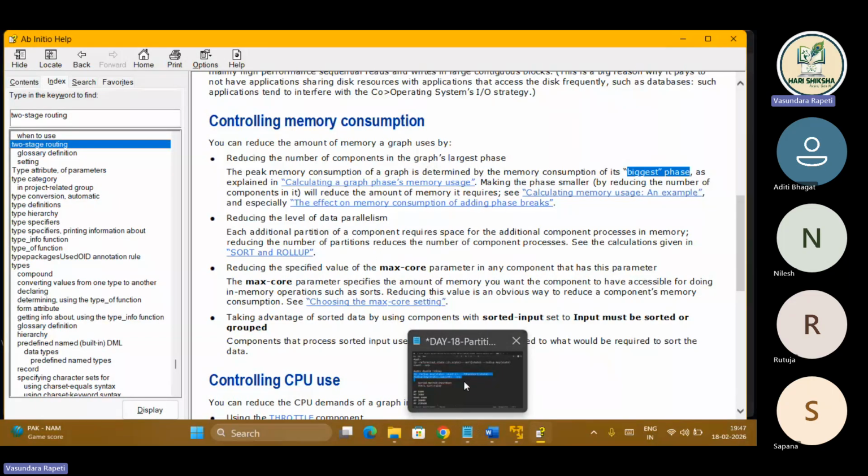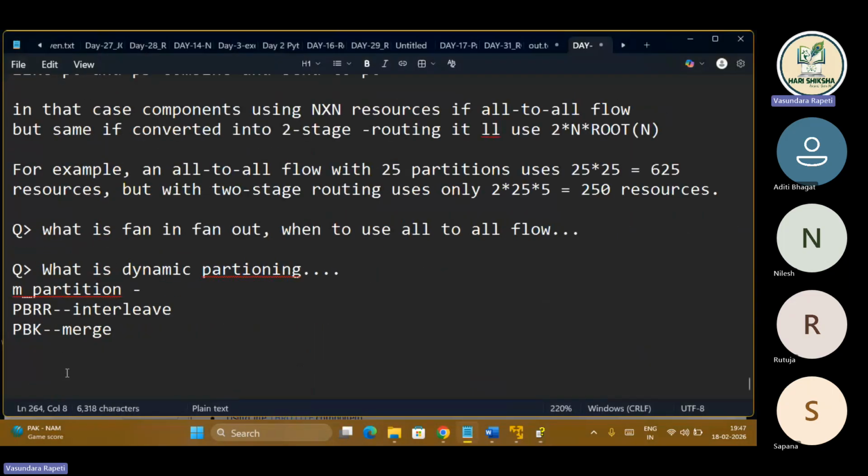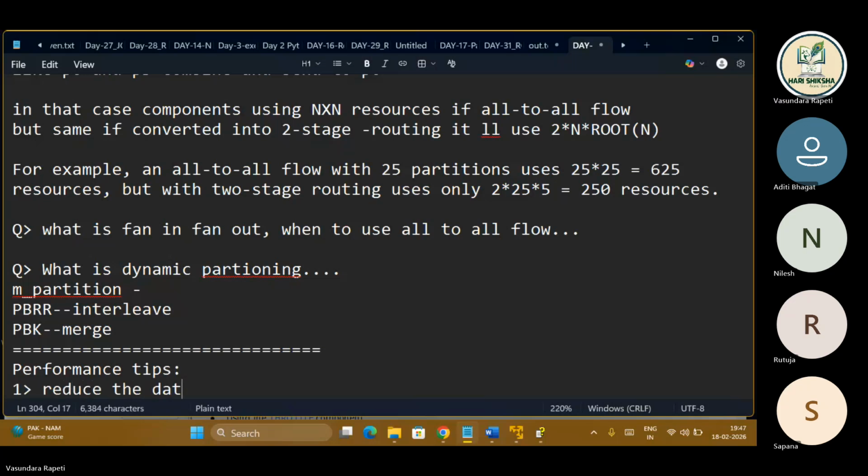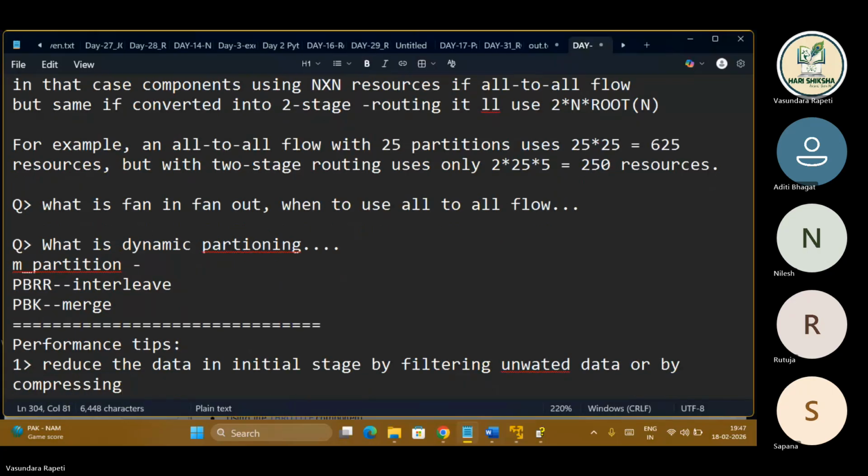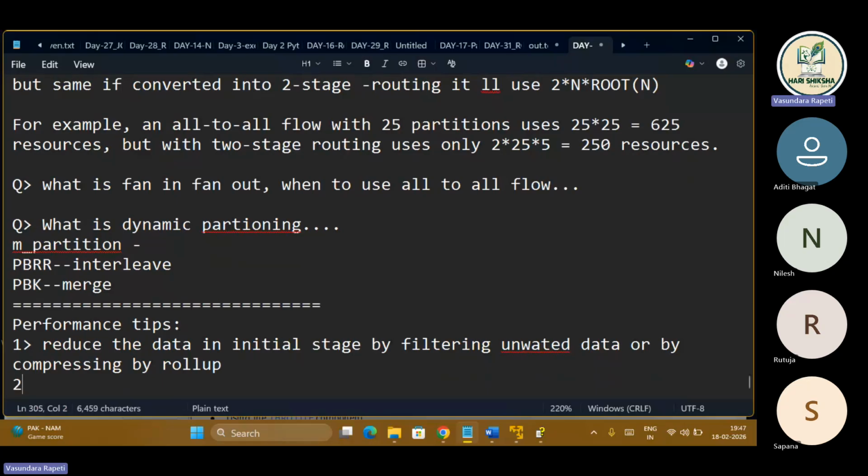Then if we note down here, suppose performance tips for memorizing. First, reduce the data in the initial stage by filtering unwanted data, or by compressing, by rollup. Compressing here is a misnomer, it means by reducing.